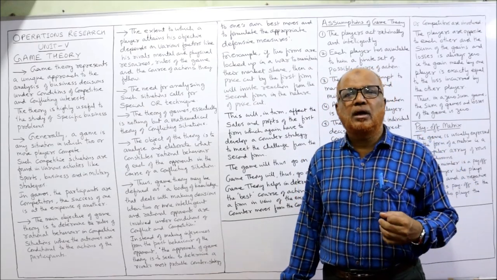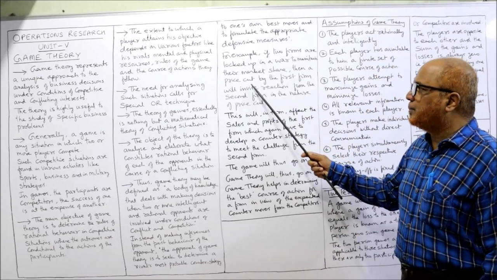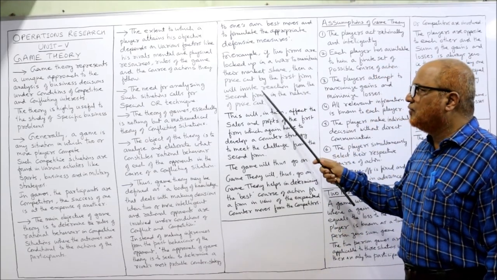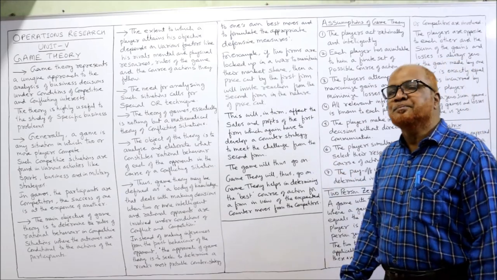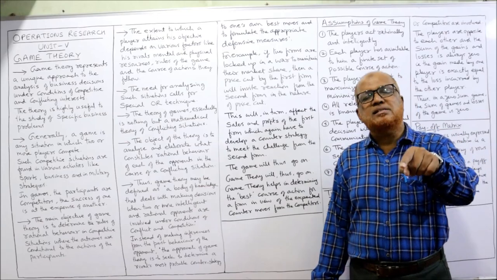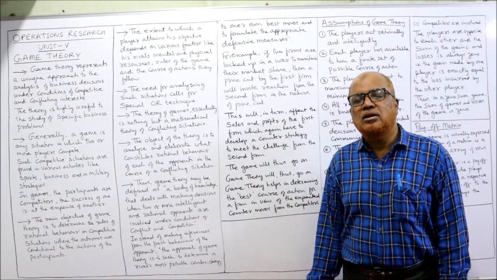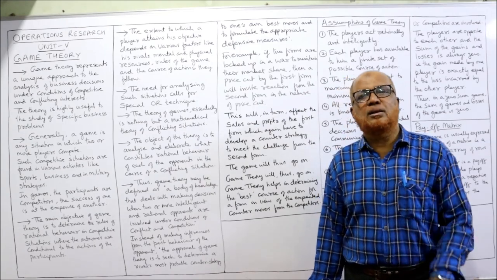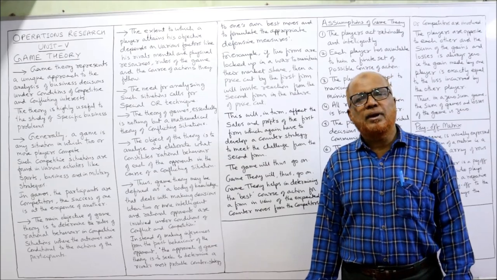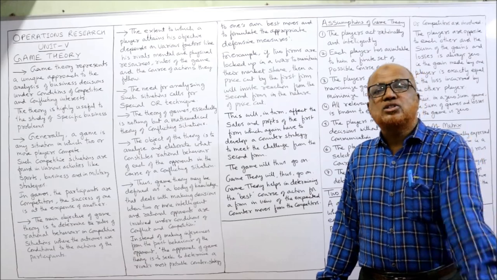So how can they capture the maximum market share? Then a price cut by the first firm will invite a reaction from the second firm in the nature of a price cut. Suppose there is a price cut by the first firm, automatically the second firm will not keep quiet. The second firm will also cut their prices. Then what will happen? The objective of the first company will not be achieved.